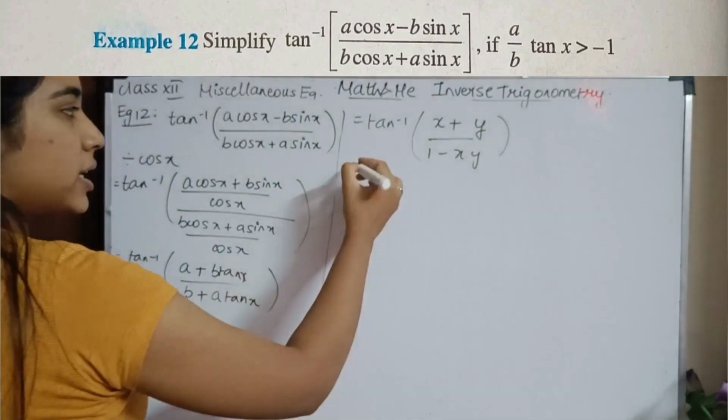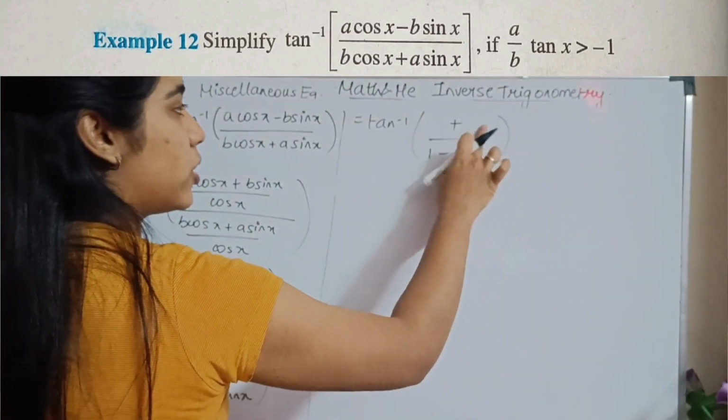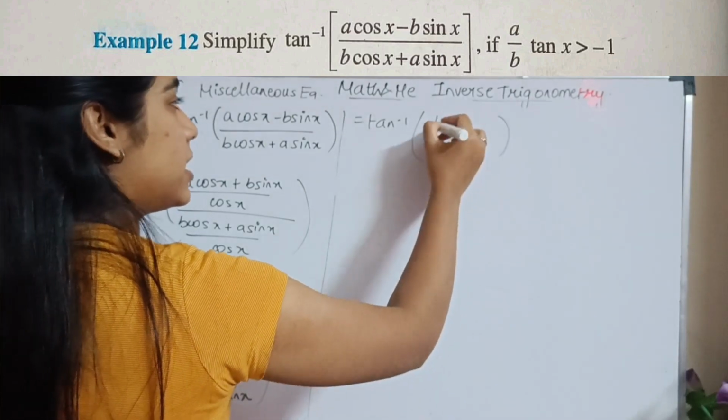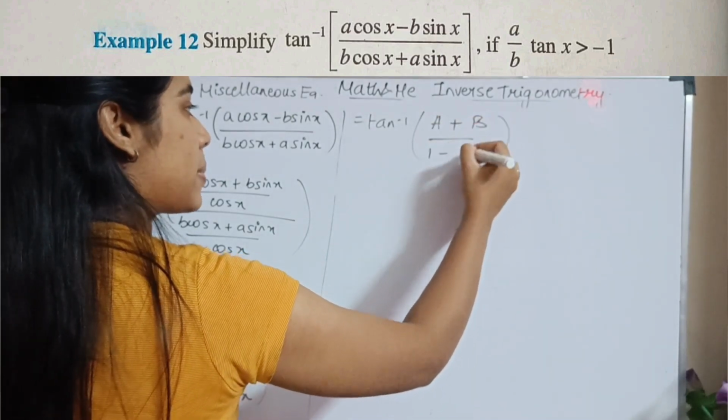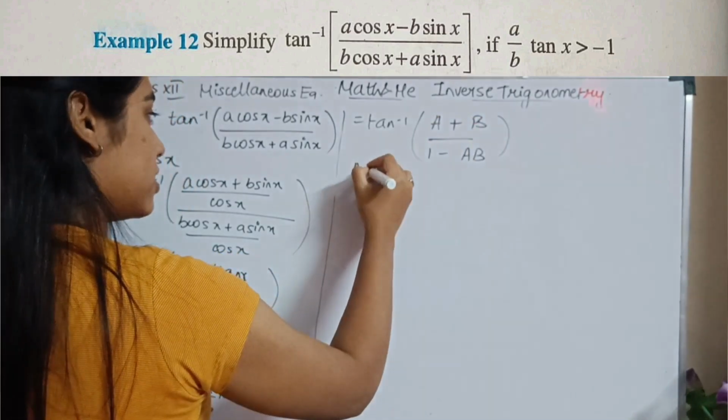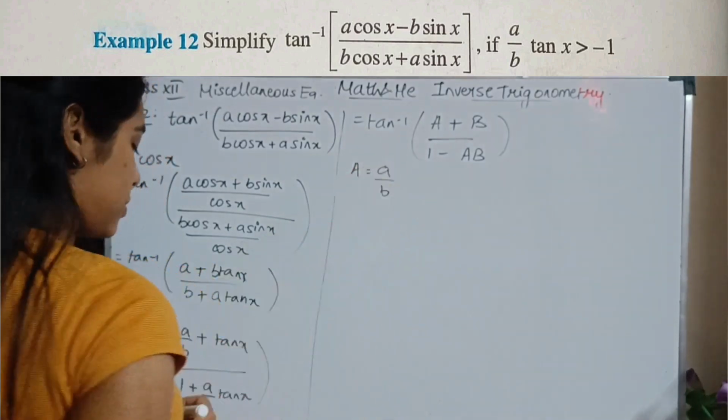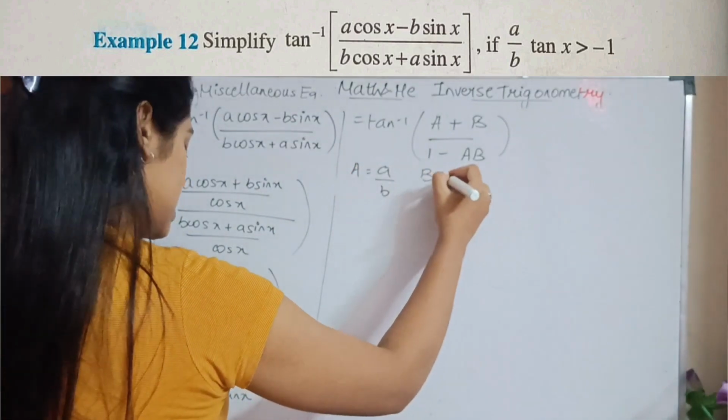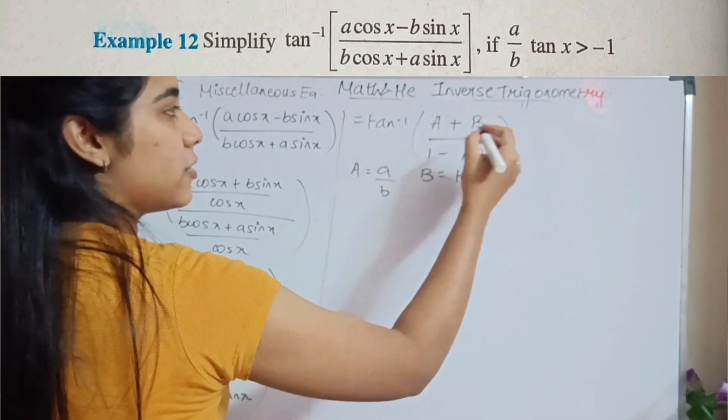What is my x? Okay, I'll take a and b, since I already have x in the question. So I'll take a, b. What is my a here? Small a divided by small b. And what is my b? Tan x.